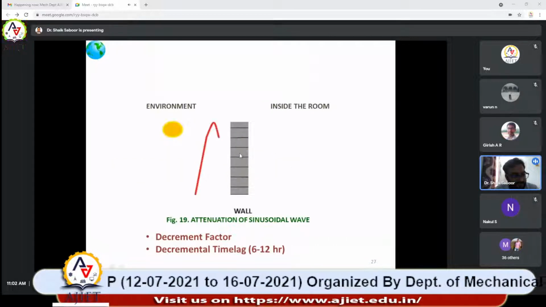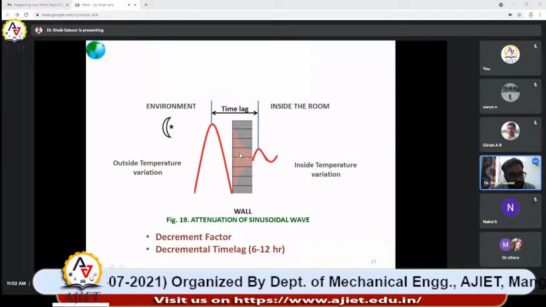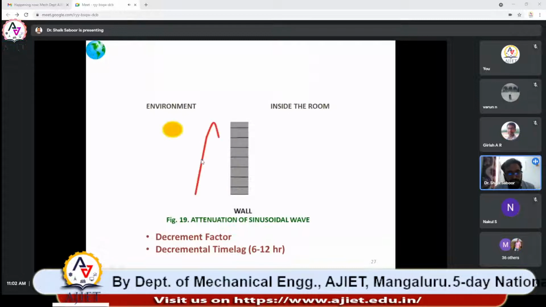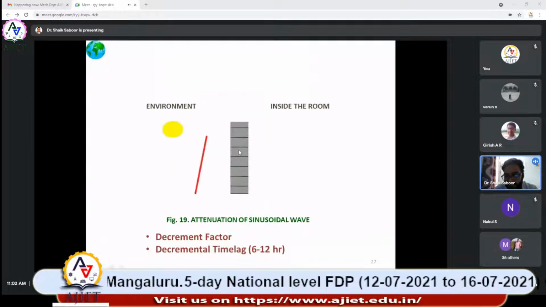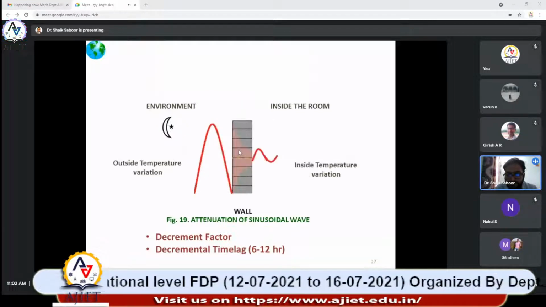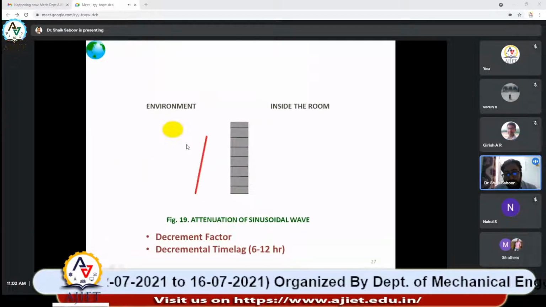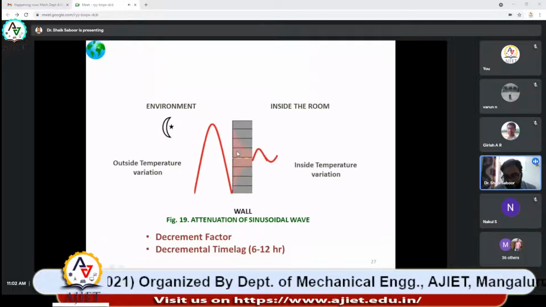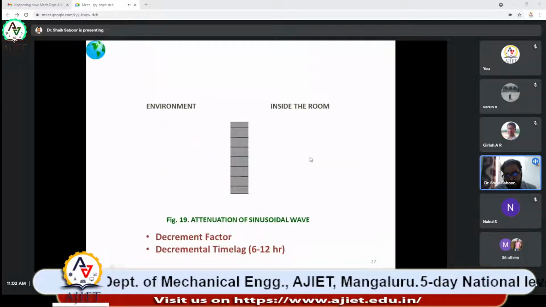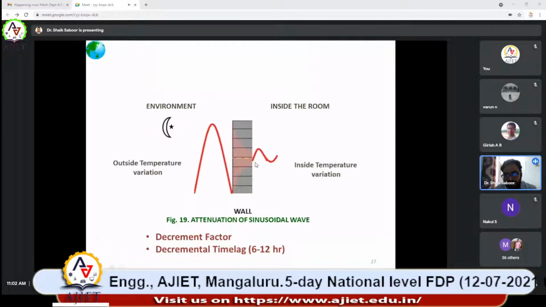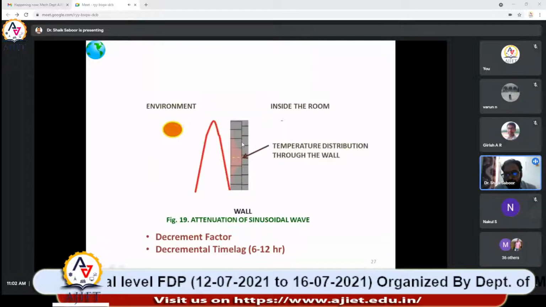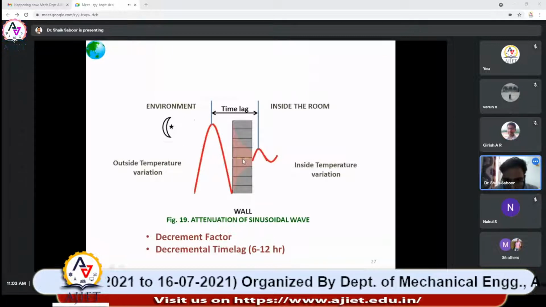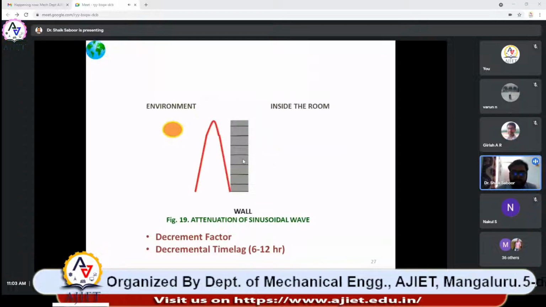Suppose there is a decrement factor of 1, then what happens? 30 degrees outside, here also you will have 30 degrees. Means there is no wall at all in between, or the wall is not sufficient. So decrement factor should be as low as possible. If it is 1, the same temperature will be there outside and inside. If it is less, then the temperature variation will be there. So the decrement factor of the wall should be as low as possible. And this decrement factor is concerned with the time lag as well.